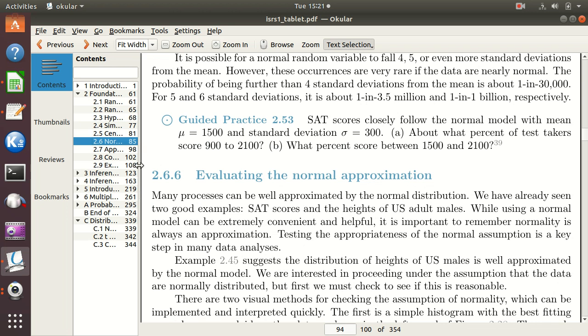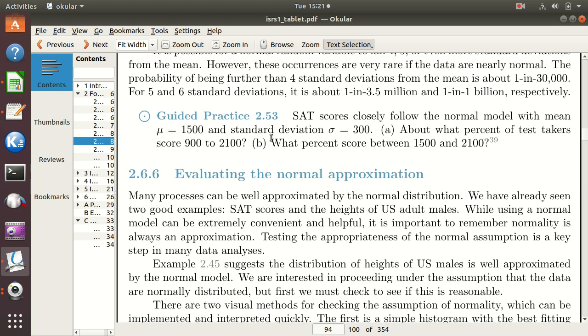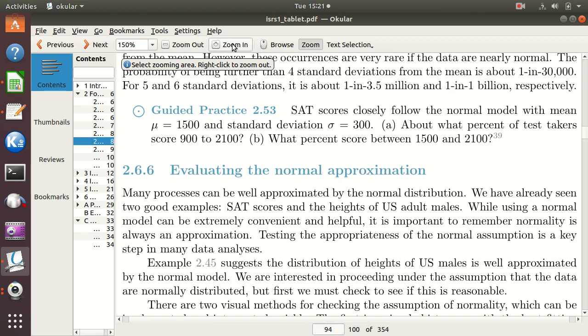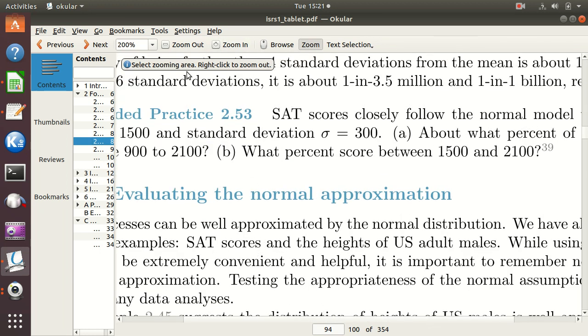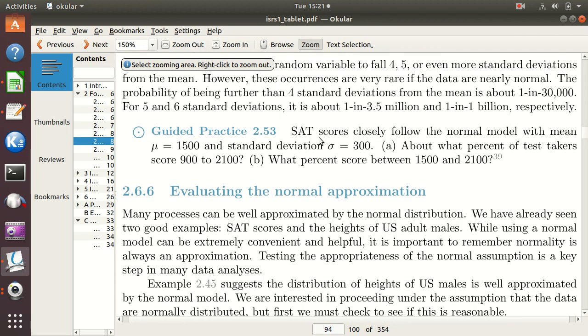Let's see, can I make that go away? Sort of. And I can zoom a little bit. Maybe, oh, here we go, zoom in. I don't know that that really worked very well. So, okay.